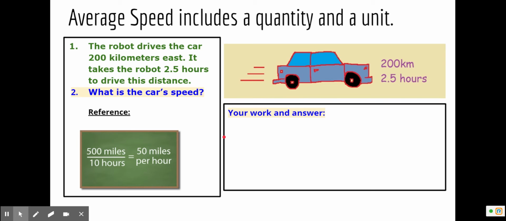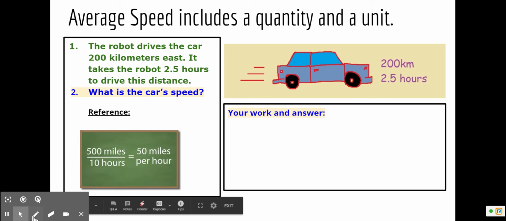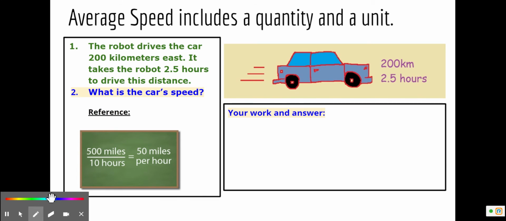Here we have a robot driving a car. The robot drives the car 200 kilometers east. It takes the robot 2.5 hours to drive this distance. What is the car's speed? Let's work out this problem.